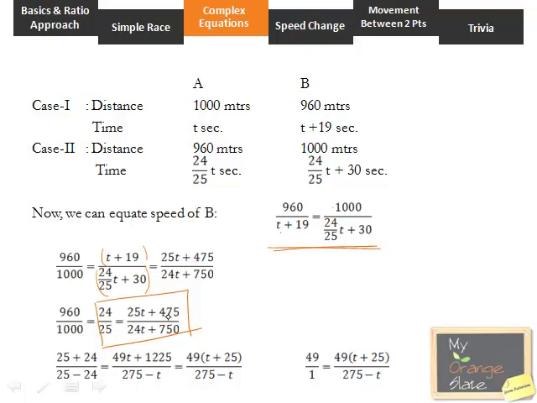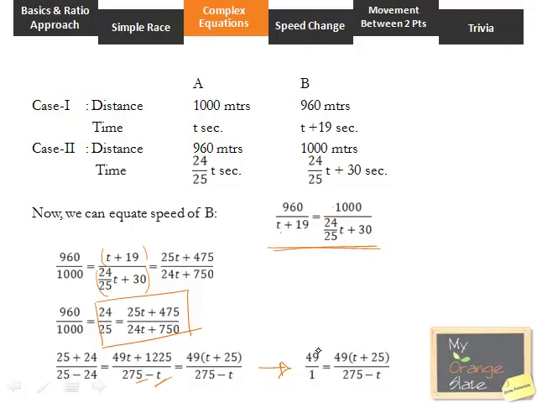Gives us 750 minus 475 as 275 and 24t minus 25t as minus t. Now we can take 49 common here, and that gives us 49 into t plus 25. Componendo here gives us 49. Thus we get the expression as 49 over 1 is equal to 49 into t plus 25 over 275 minus t.